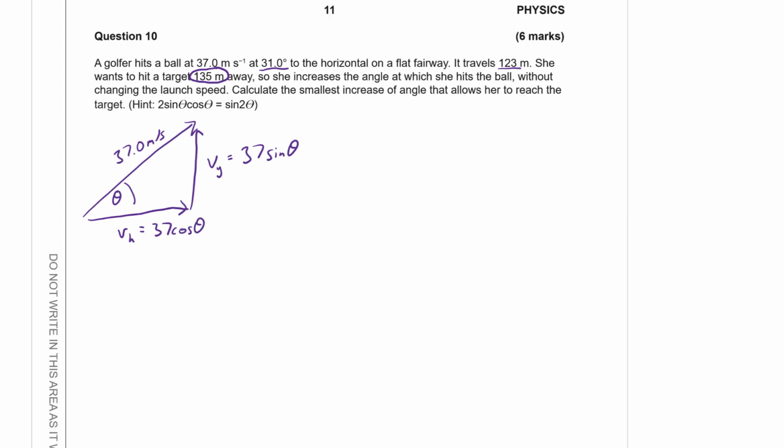So if we now start deriving our stuff, we first want to resolve it horizontally, right? Horizontally, we would expect that s equals ut, so the horizontal displacement is going to be equal to horizontal u multiplied by t. So let's put in those values. We want it to reach 135 meters away horizontally, and we know that the u vector is going to be 37 cos theta, and t is just t. So we're going to keep that there. We're going to use this later on, so I'm going to put an asterisk here.